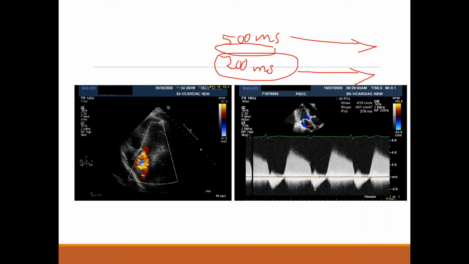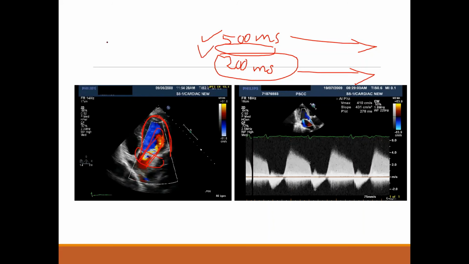Because you might have severe AR and the pressure half time is 600. So the pressure half time does not reflect severity as much as it reflects the behavior of the LV to the AR jet. It's not a function of the severity of the jet, but of how the LV accepts and deals with this jet.